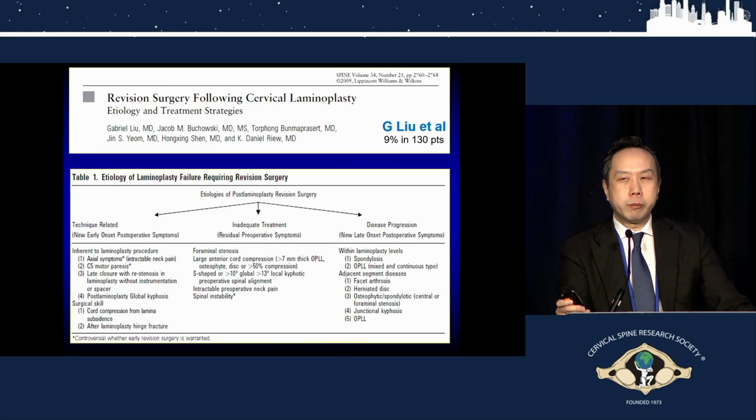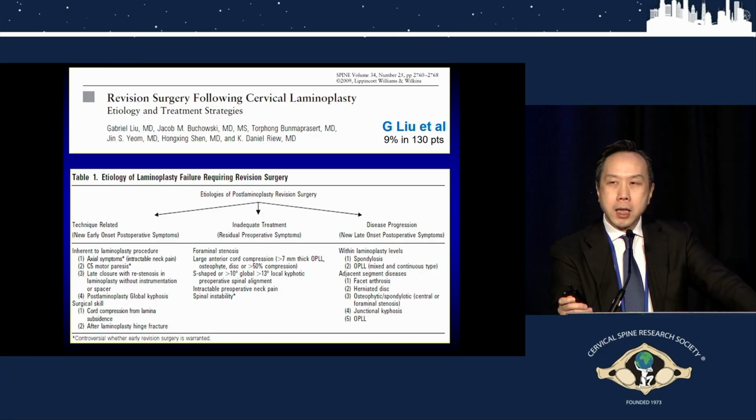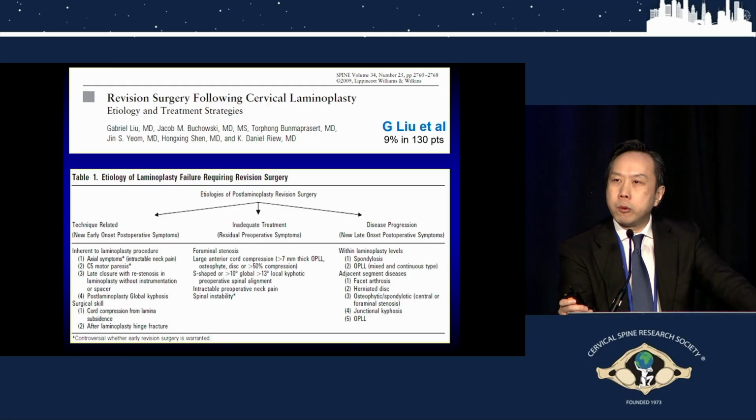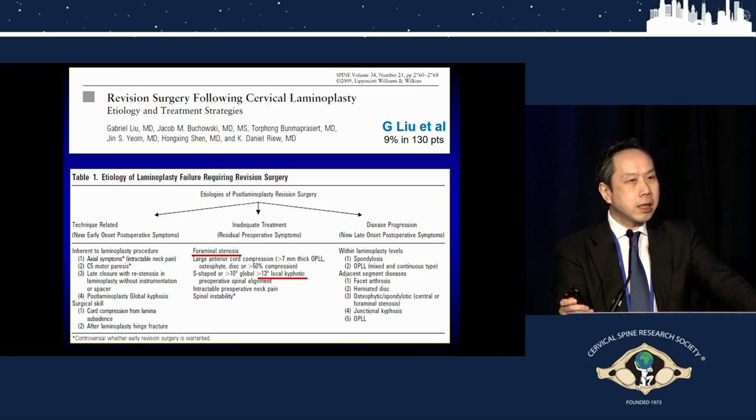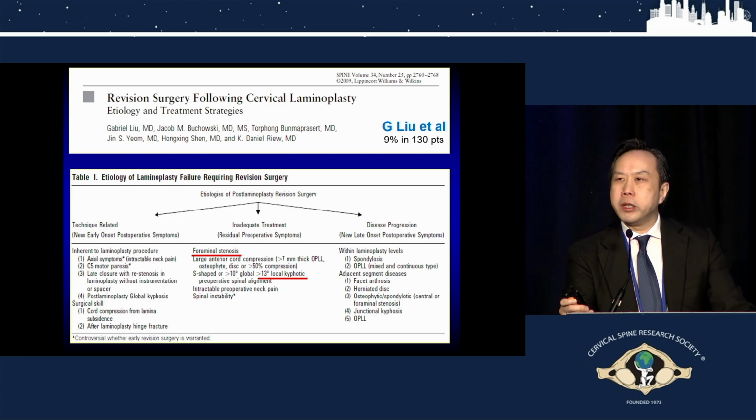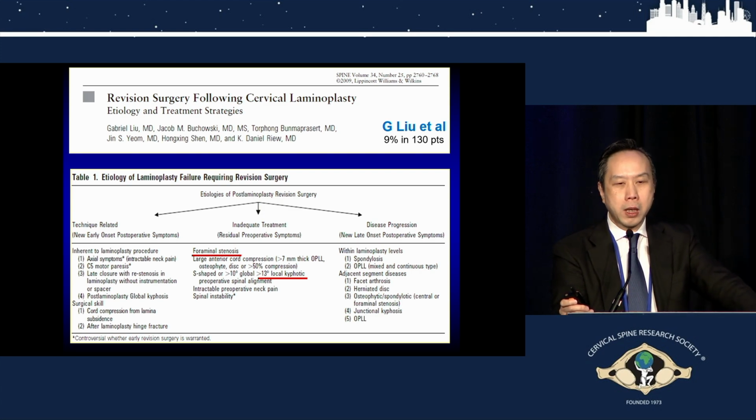A long time ago, we reported Dr. Ru's revision results for open door laminoplasty, which occurs around 9 to 10%. The majority of the time it was disease progression to a certain extent, some were technique related, but some of them were actually inadequate treatment, such as foraminal stenosis and segmental kyphosis within the laminoplasty.